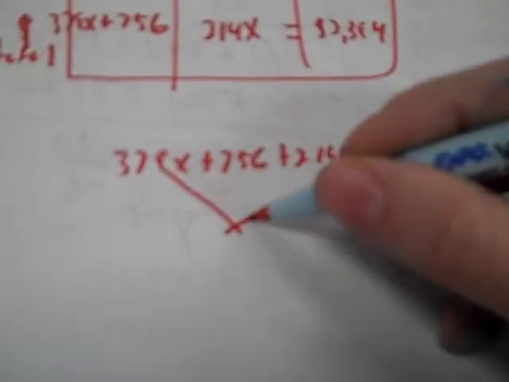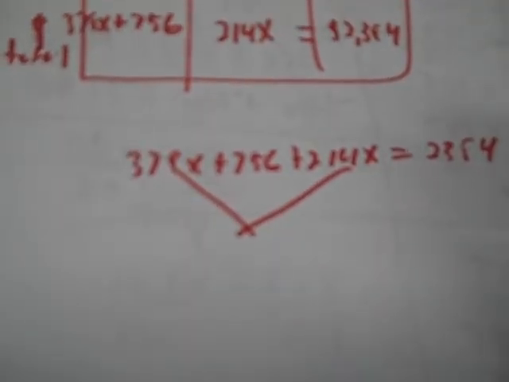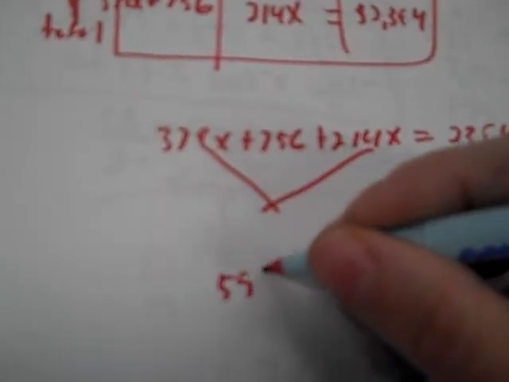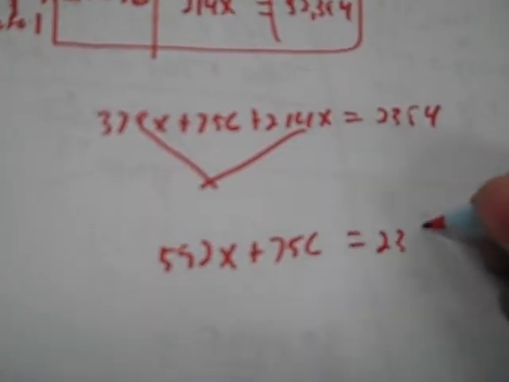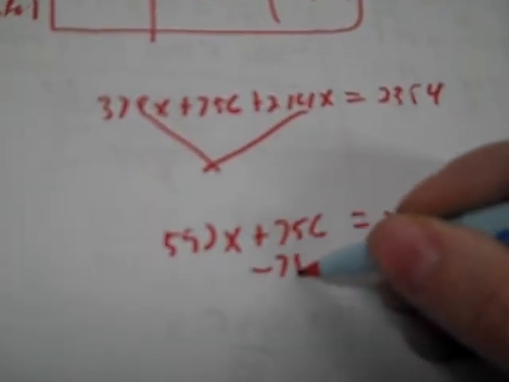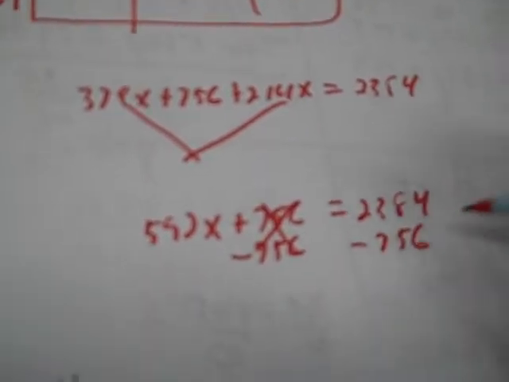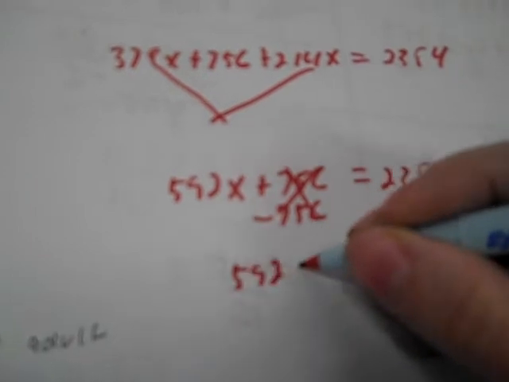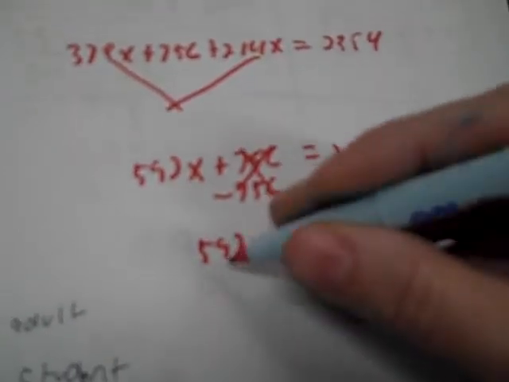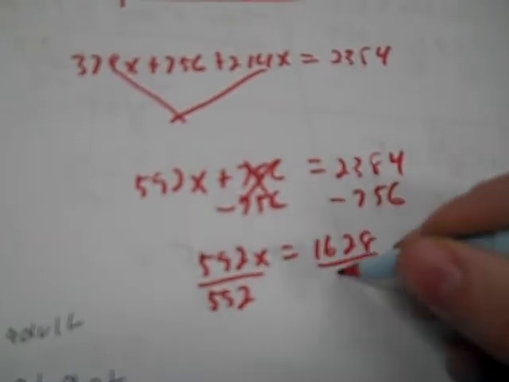Okay, your x's are on the same side, so add those. 378 plus 214 is 592x, plus our constant of 756 equals 2384. Okay, subtract your 756 from both sides. 1,628, so 592x equals 1,628. Then I divide by 592, and I get 2.75, but that's okay because we're finding dollar amounts.